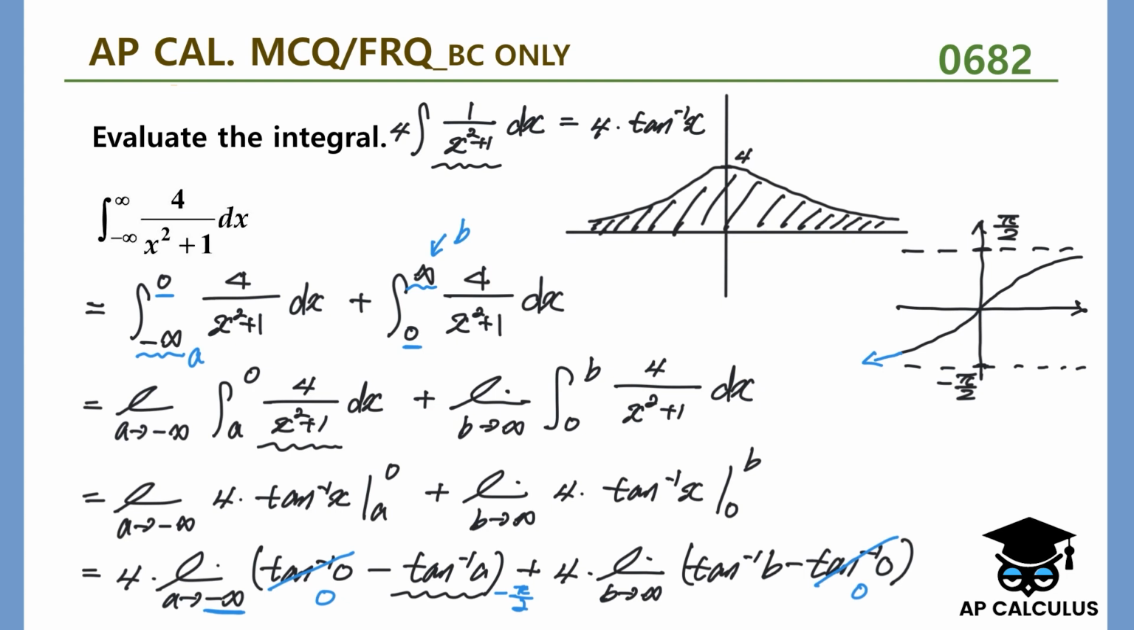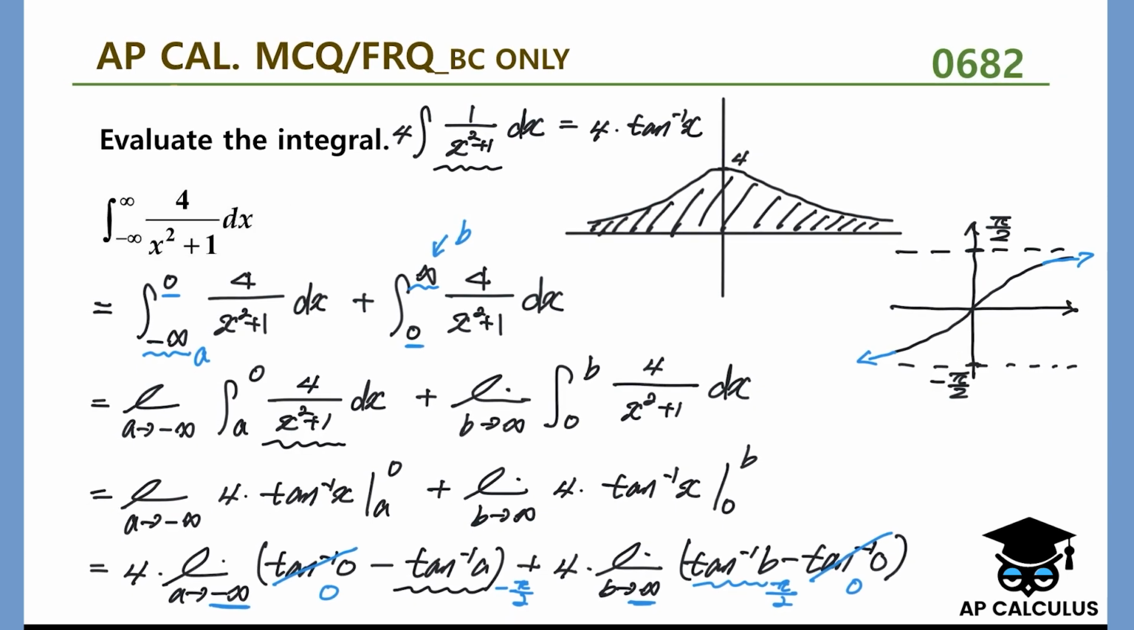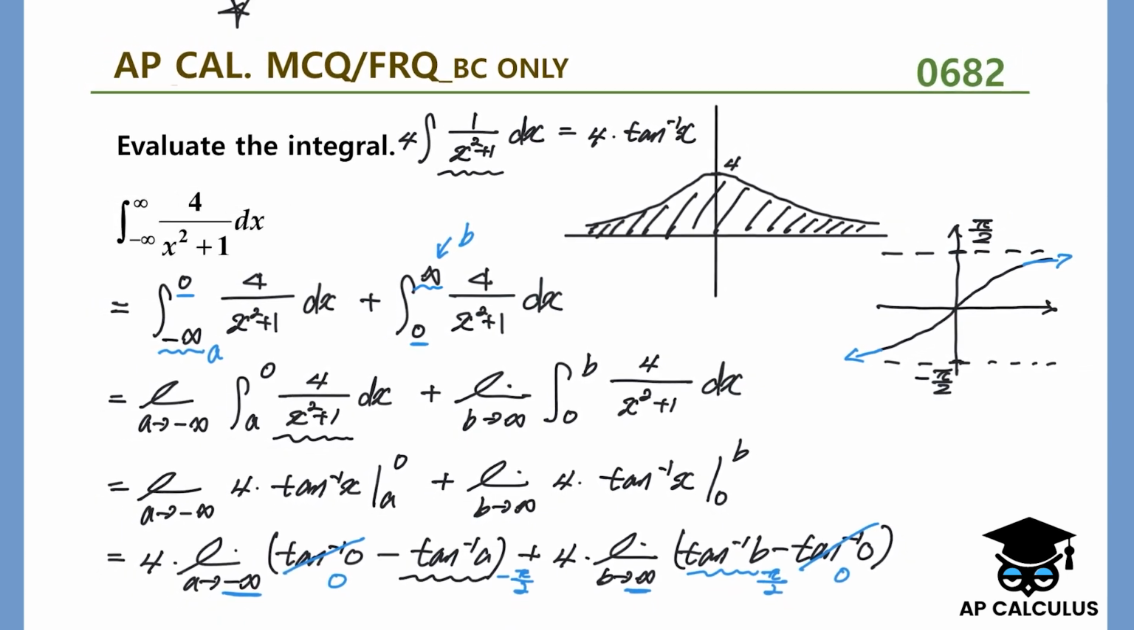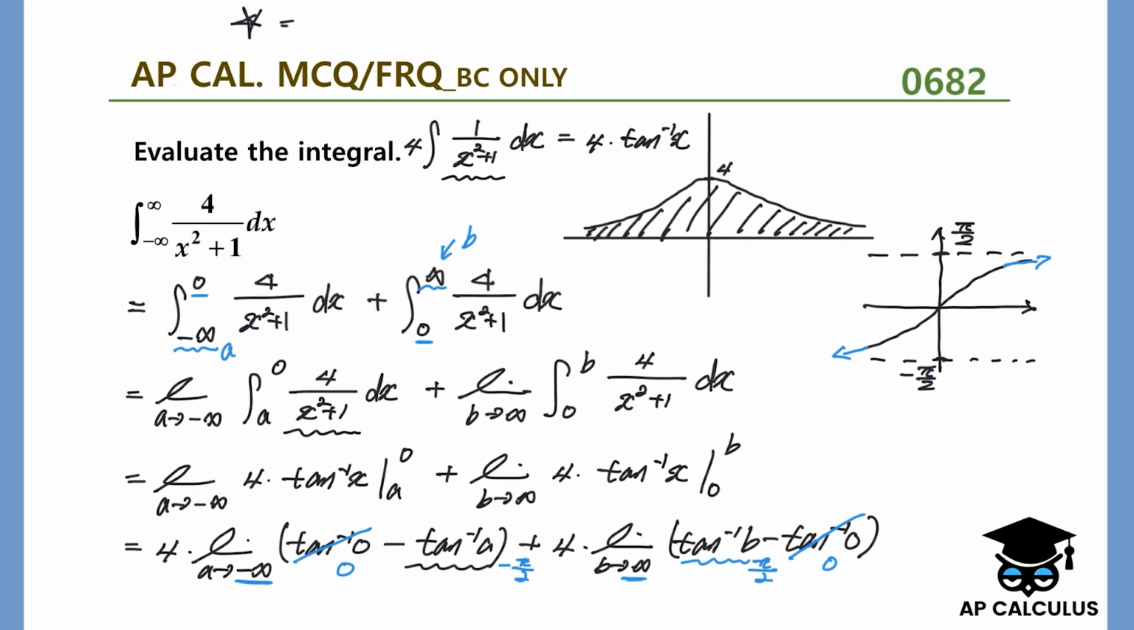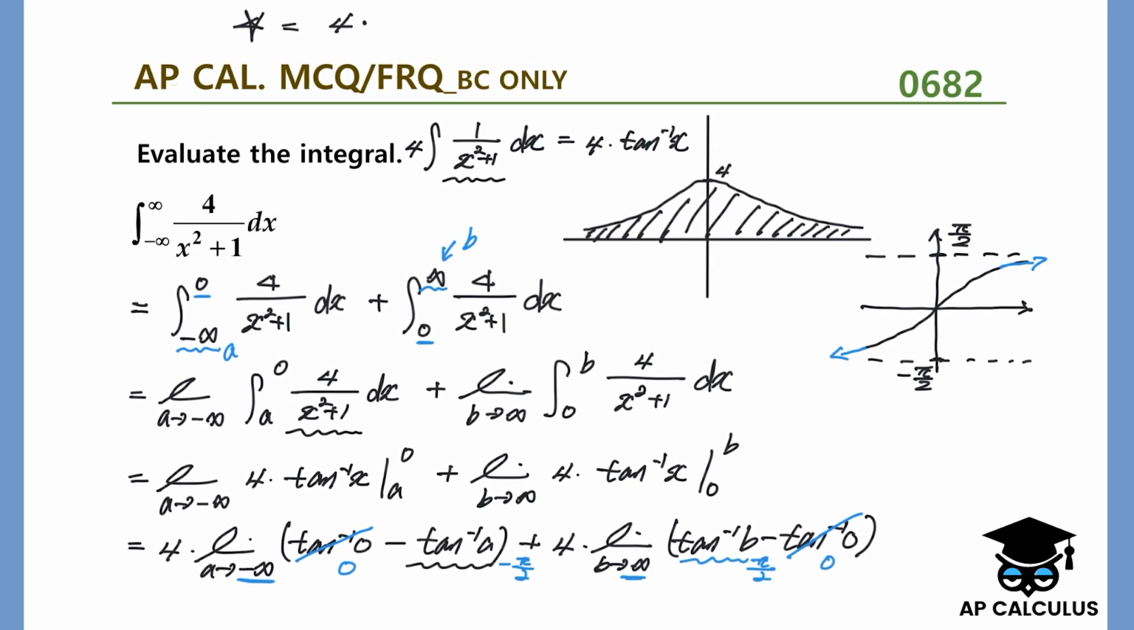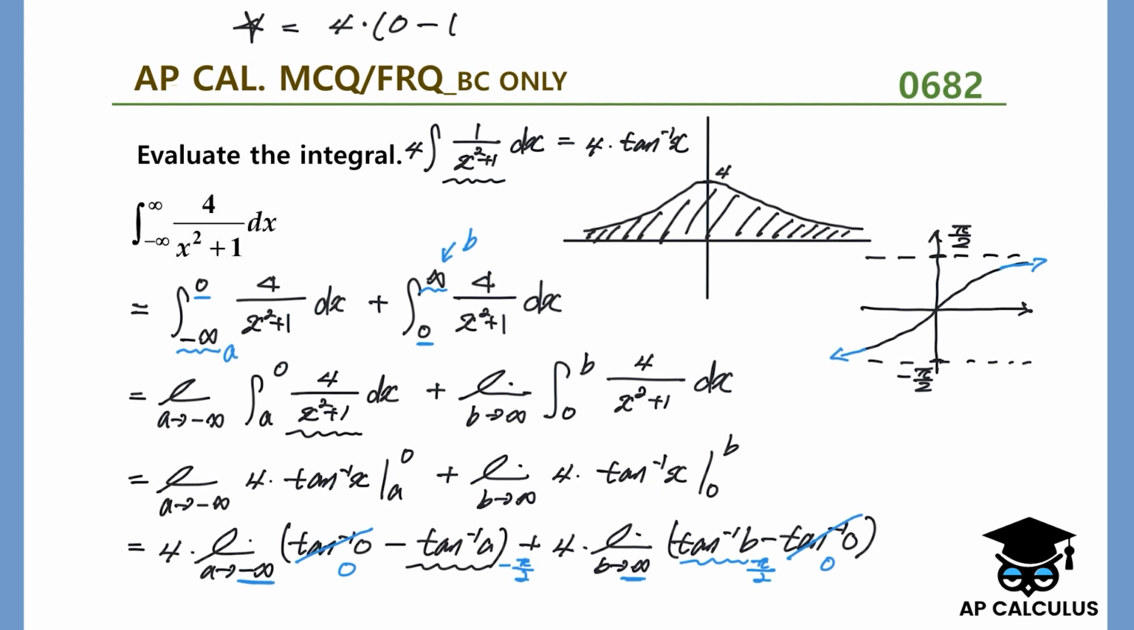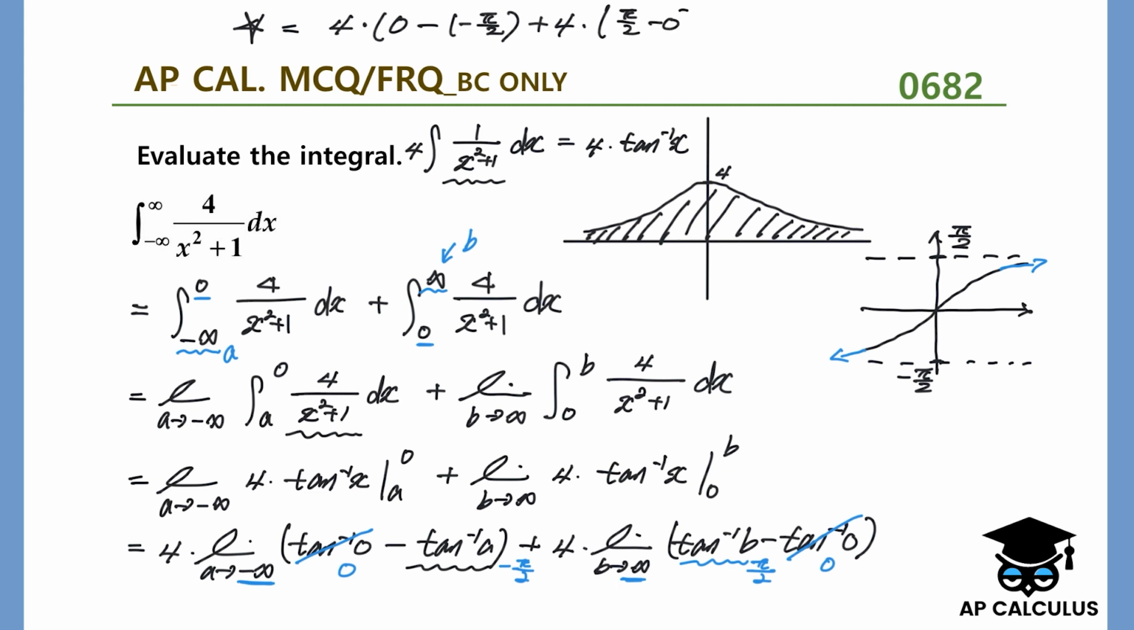Here, what's inverse tangent b as b approaches positive infinity? It approaches pi over 2, right? So that is equal to, let me write right up here since we don't have enough space, 4 times 0 minus negative pi over 2, plus 4 times inverse tangent b, that's pi over 2, minus 0.